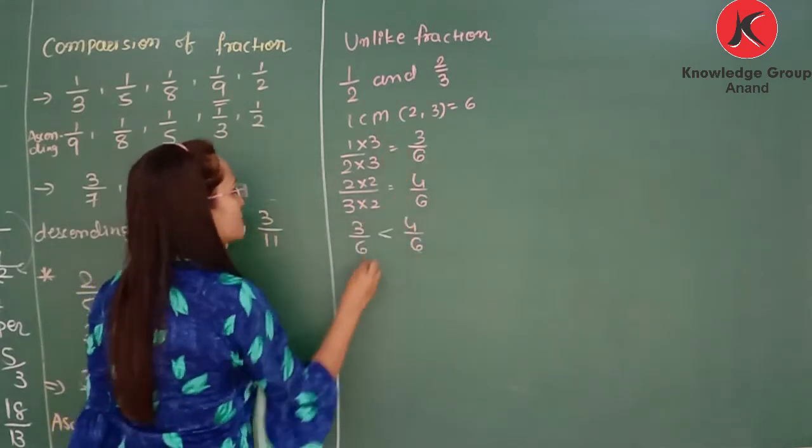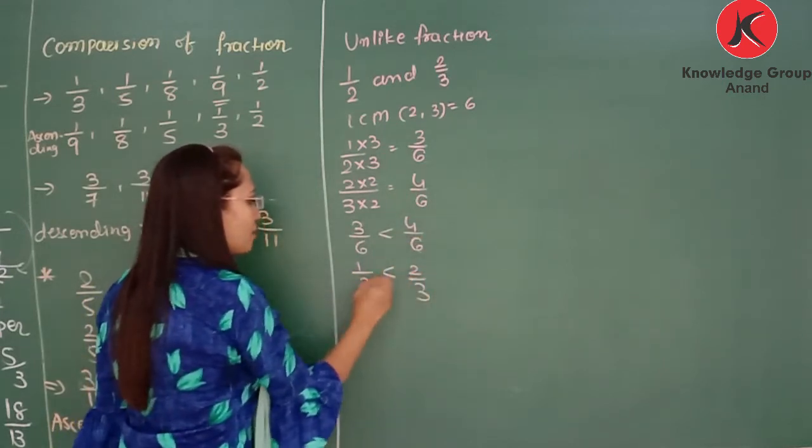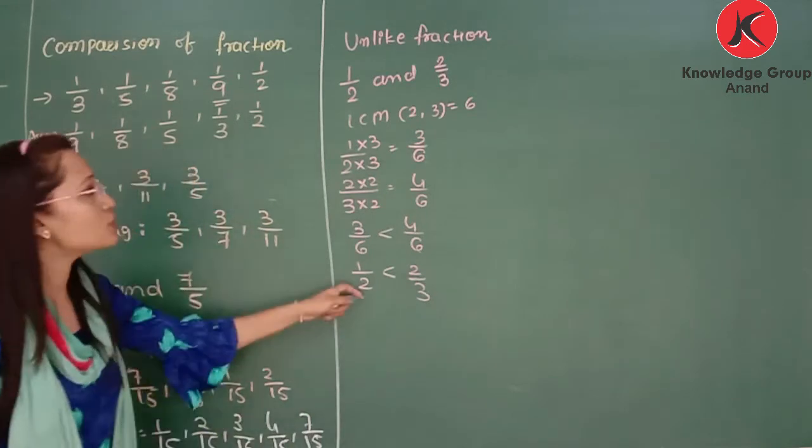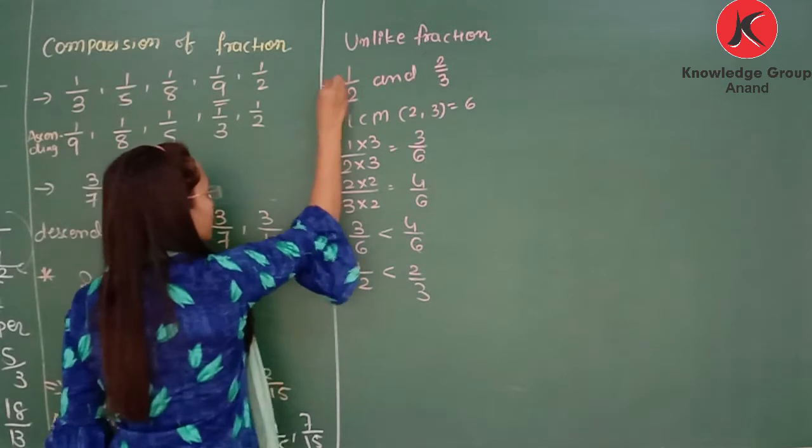So here 3 by 6 is 1 by 2 and 4 by 6 is 2 by 3. So 1 by 2 is less than 2 by 3. This way we can perform the comparison of unlike fractions. Let's take one more example.